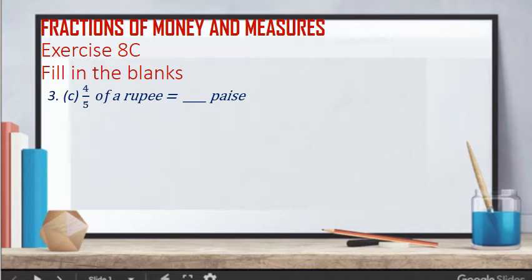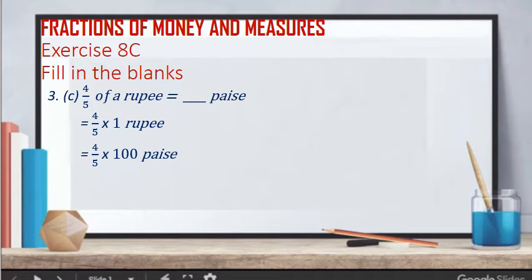Now children, a rupee means 1 rupee. So what will we write? 4 by 5 of a rupee is equal to 4 by 5 multiplied by 1, because a rupee means 1 rupee. Now children, you know that 1 rupee is equal to 100 paisa, or we can say that in 1 rupee there are 100 paisa. Therefore 1 rupee is equal to 100 paisa. So in place of 1 rupee we can write 100 paisa. So 4 by 5 multiplied by 100 paisa.